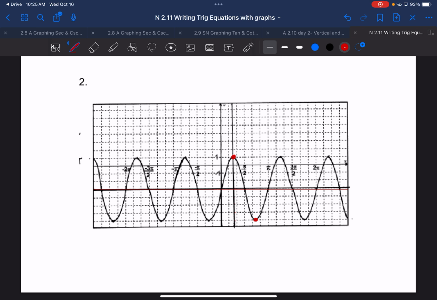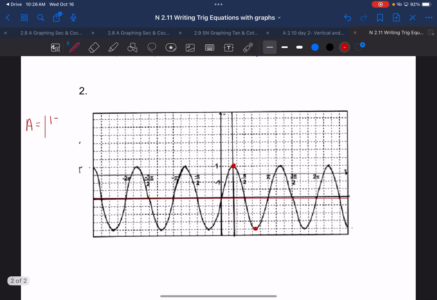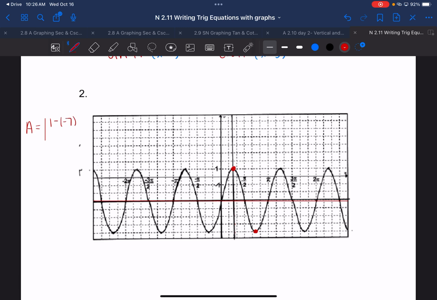I think 7. Yeah, 7. Okay. So for my amplitude, remember it's the absolute value of the maximum, which you guys said was 1, minus the minimum, which you guys said was -7, all over 2. All right. Well, minus a negative, like you guys said before, really means to add, right? So 1 plus 7 would give us 8, and 8 divided by 2 is 4. Okay, so our A value should be 4.